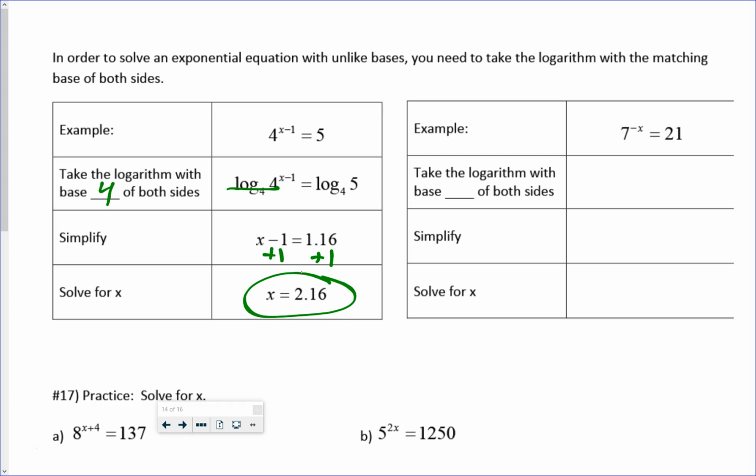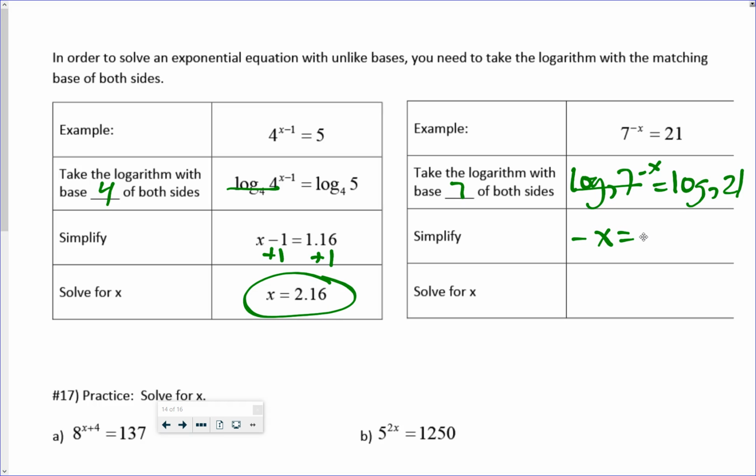All right? So let's do this one next to it. I have an exponential with an exponent of negative x equals 21. What log am I going to bring? A log with a base of 7. So log 7 of 7 to the negative x equals log 7 of 21. Okay? This side cancels. We have just negative x left over.